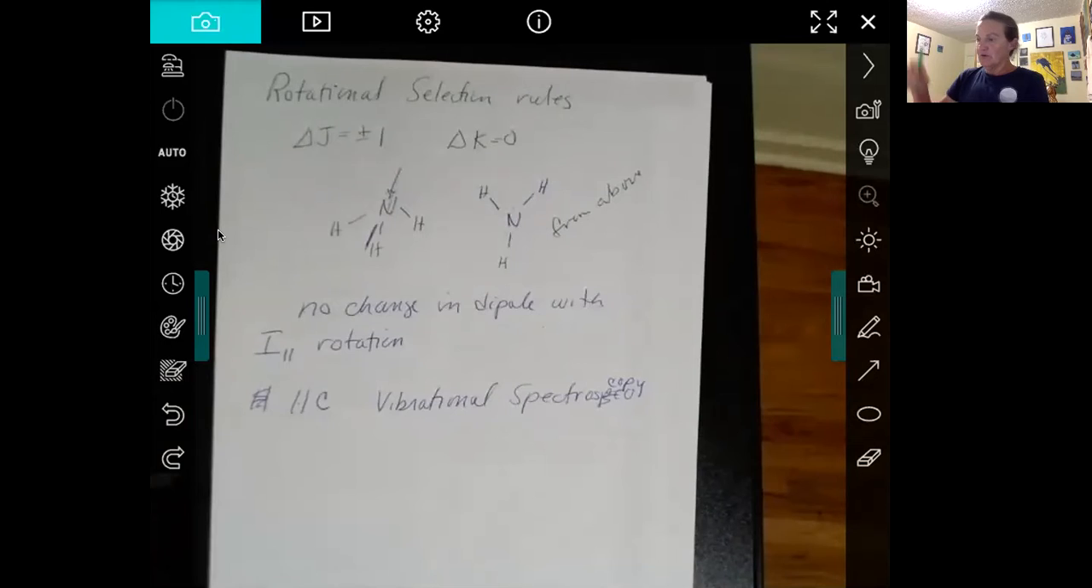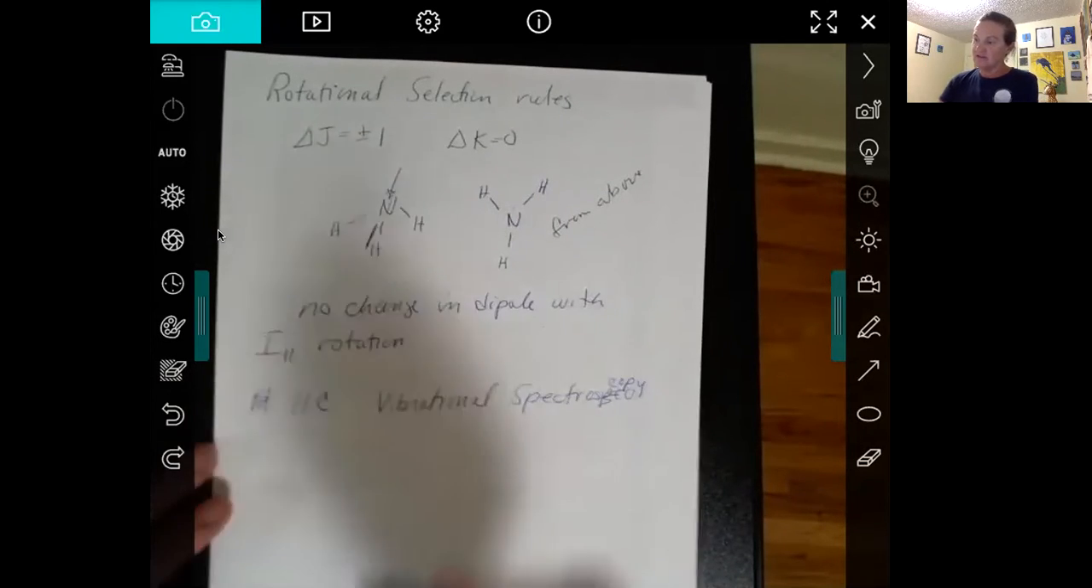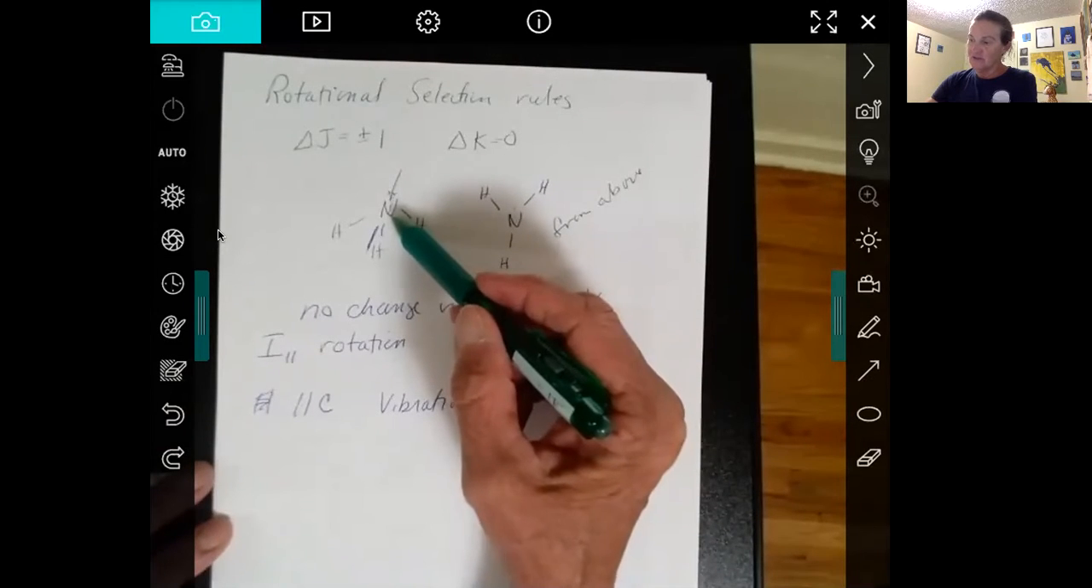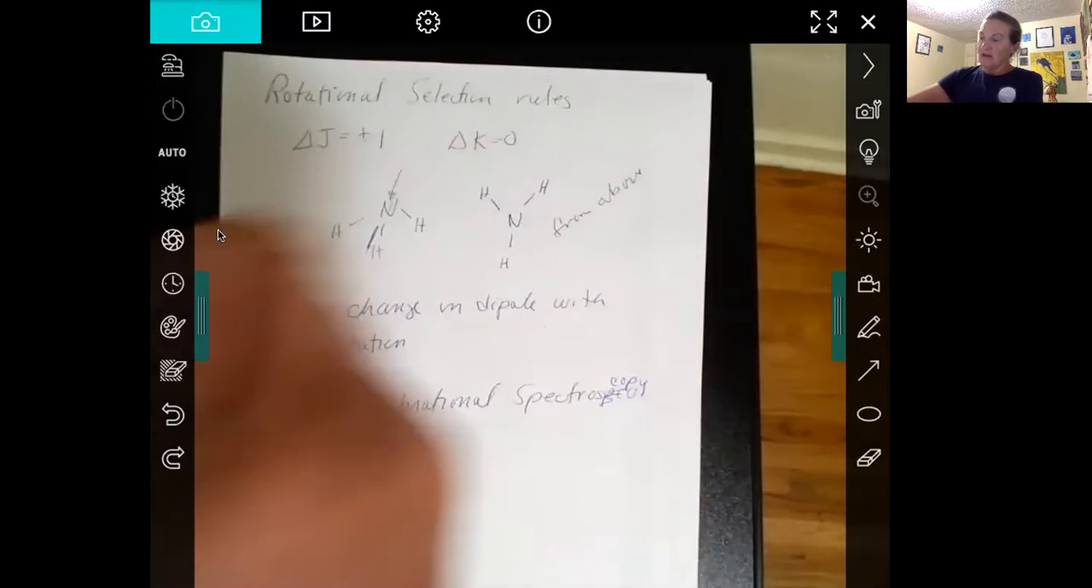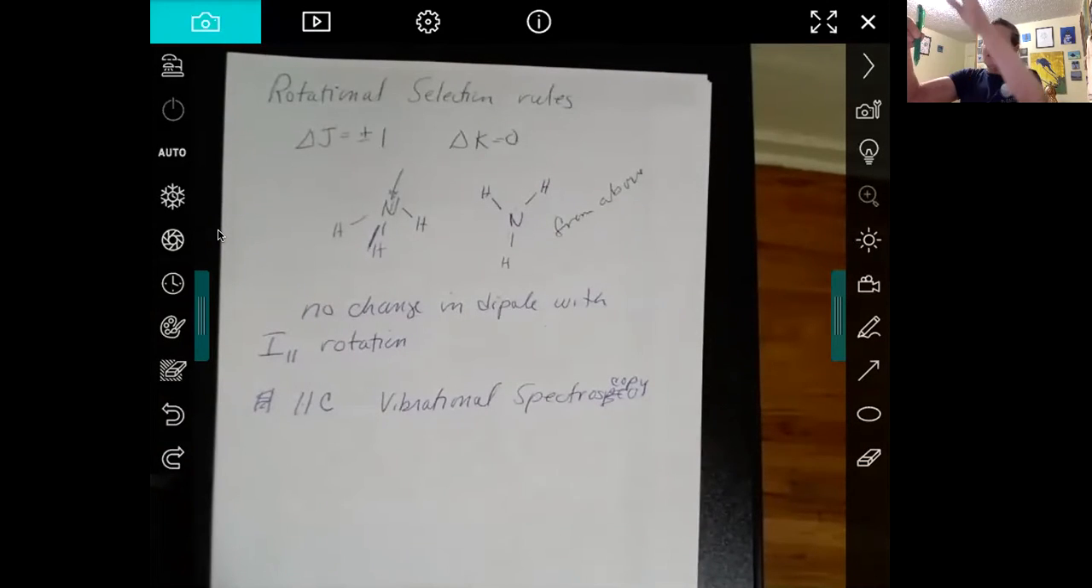And then delta K has to equal 0. Remember, delta K is the quantum number for the rotation about the symmetry axis. If you had something like ammonia, the axis of rotation goes straight through the nitrogen, and the 3 hydrogens rotate around that axis. If you think about it, that means that the dipole moment isn't changing with rotation.